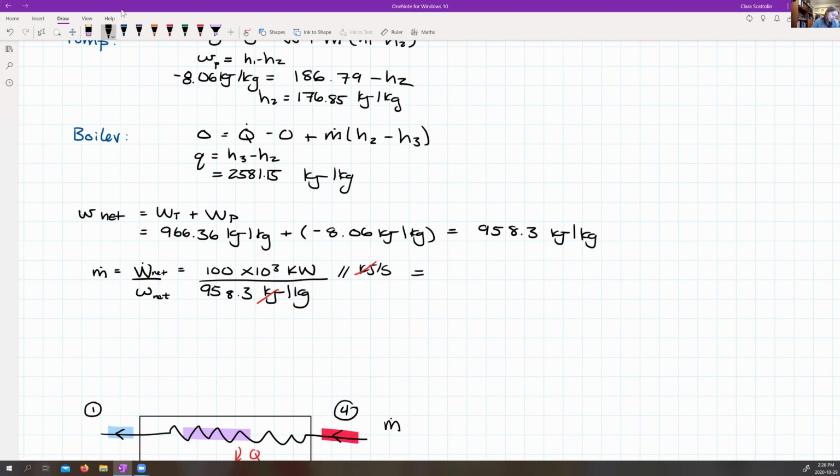And this gives me a value of 104.35 kilograms per second. I think the question specifies kilograms per hour, so what I'm going to do instead is 104.35 kilograms per second times the fact that there are 3,600 seconds in 1 hour. And this will give me a value of 375,665 kilograms per hour.